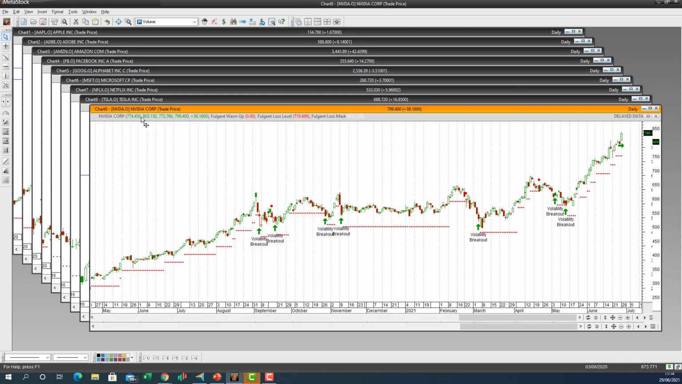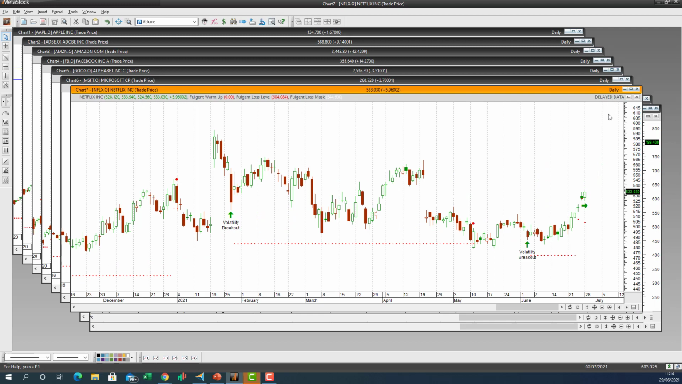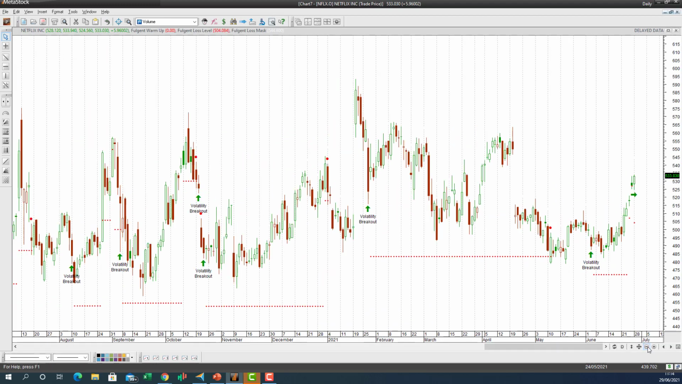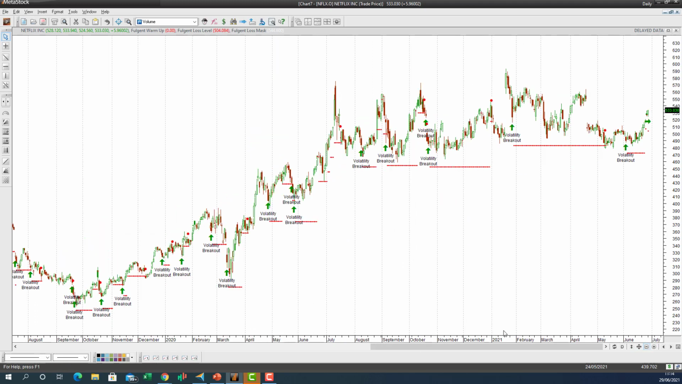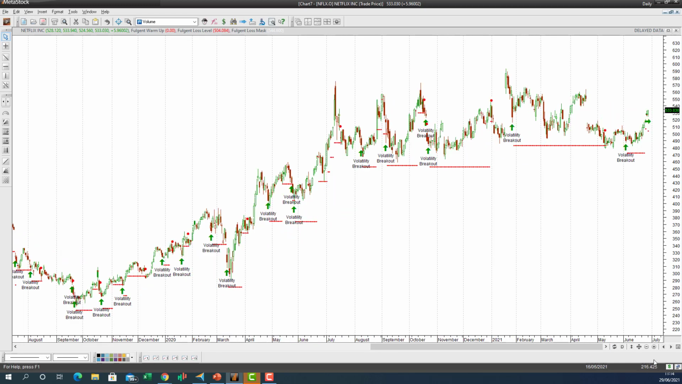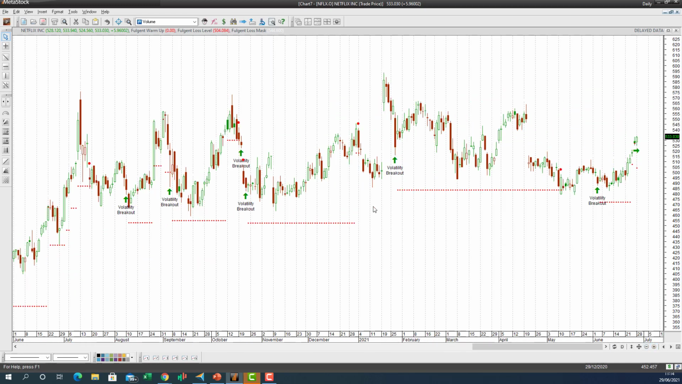So far so good for Nvidia. Netflix also caught the major rally. Let's zoom out here so we can see a bit more. You can see it back here in September, October, quite a lot of nice positive trades. And now when it's moving sideways, quite a lot of volatile breakouts, quick moves. The most recent one is still long in at 490.